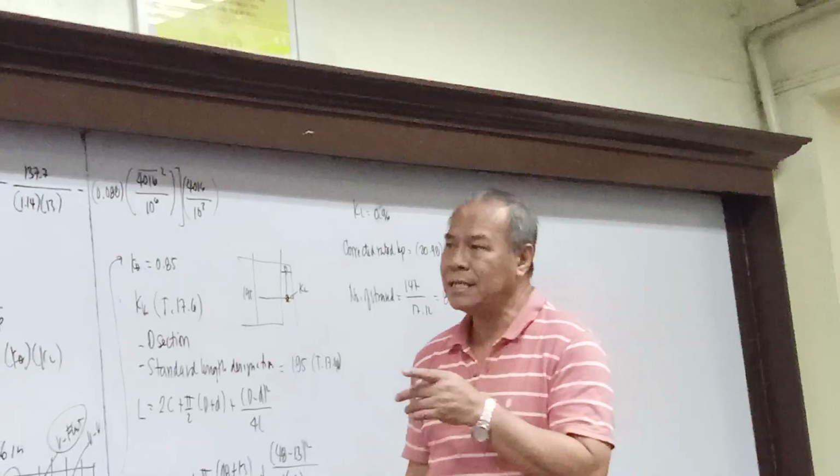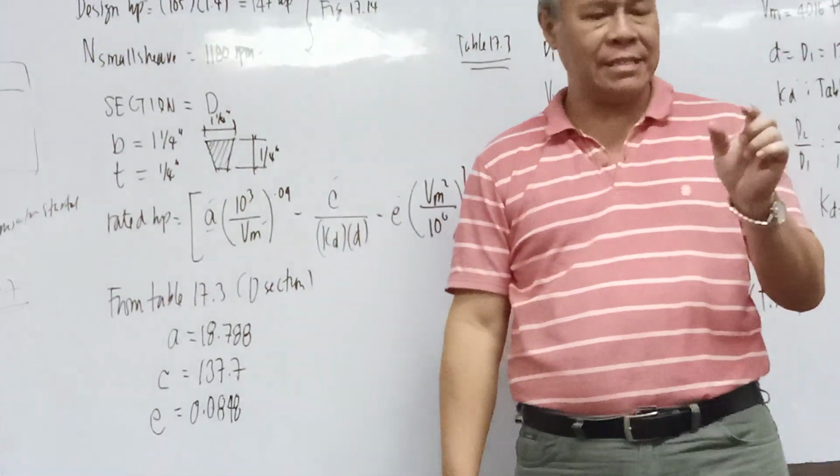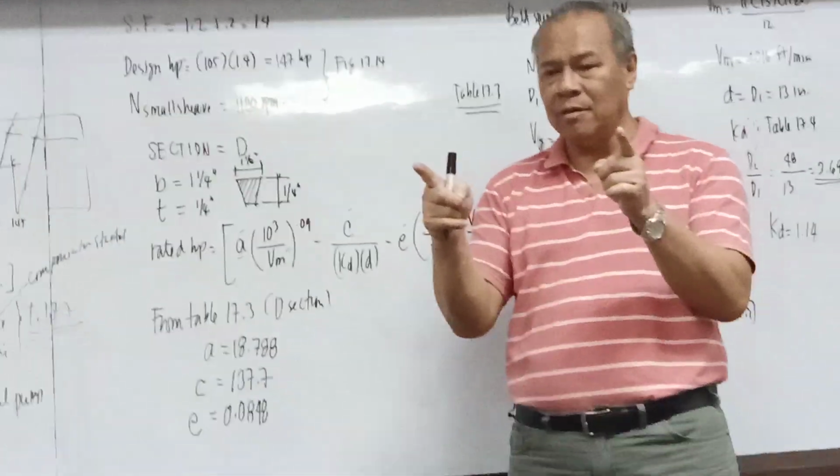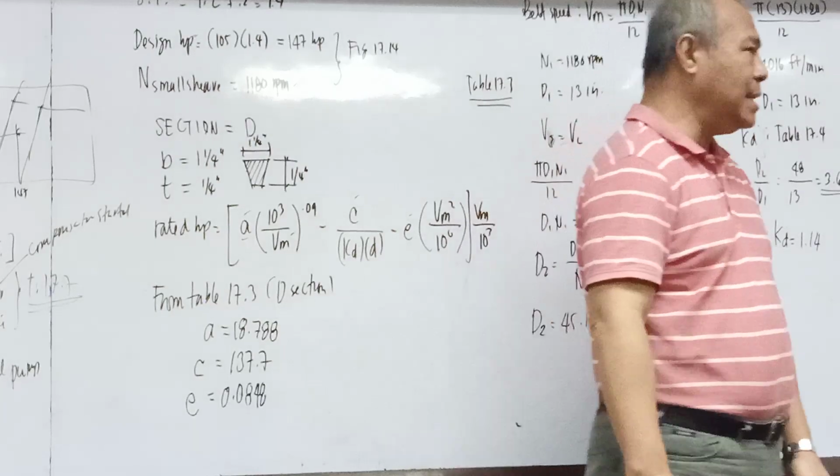Having this dimension. Ay, 1 1/4 lang. Maiksi lang yan. So maski siyam siguro hanggang dito lang yan. Lalabas. Maiksi lang yan. Okay? So siyam na belt ang gagamitin.